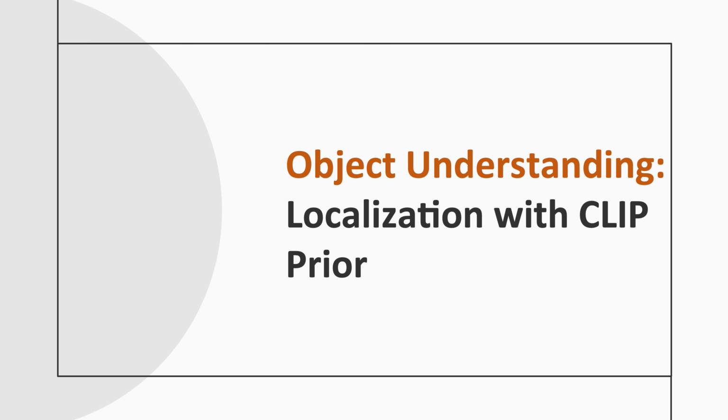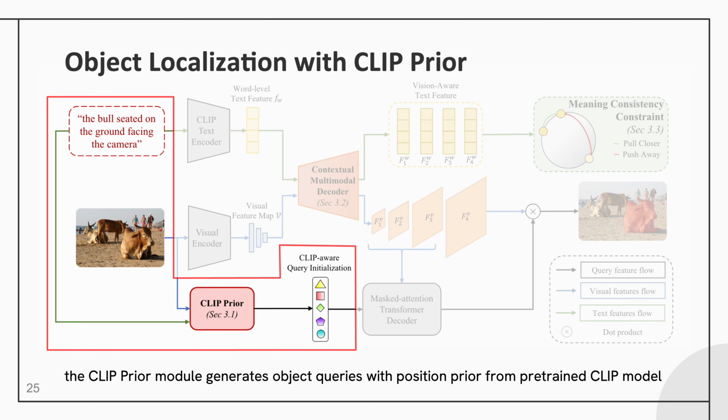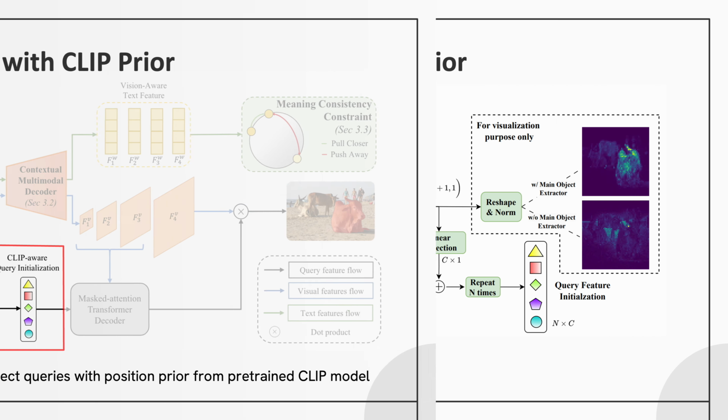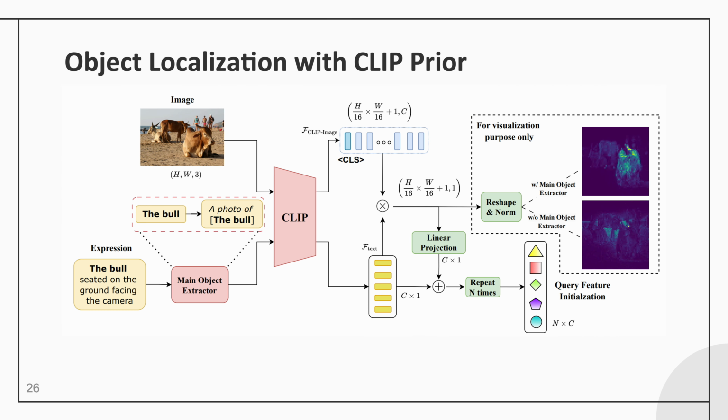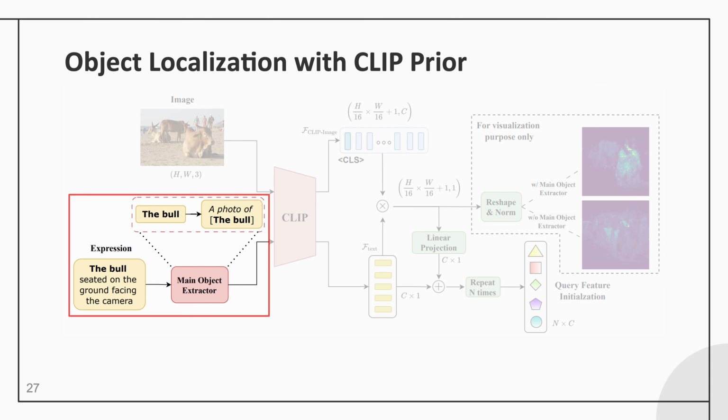We first move to our first contribution, Object Understanding with CLIP Prior. CLIP Prior receives the image and expression as input and outputs the CLIP-aware query feature. Here is the detailed pipeline for our CLIP Prior module. The input text description will be decomposed into the main noun phrase and context information using the main object extractor module, which is a dependency tree-based approach.